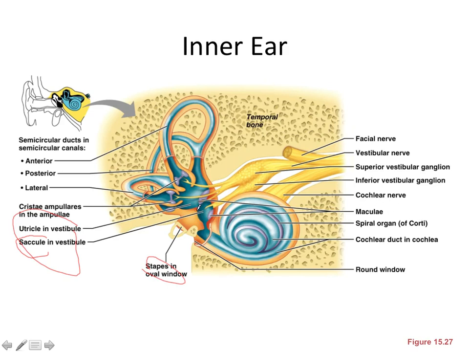In the utricle and saccule, these structures have an important structure called the maculae. We'll talk about this later. The cochlea is the organ that generates the hearing. The hearing nerve action potential will be transferred to the brain through the cochlear nerve.